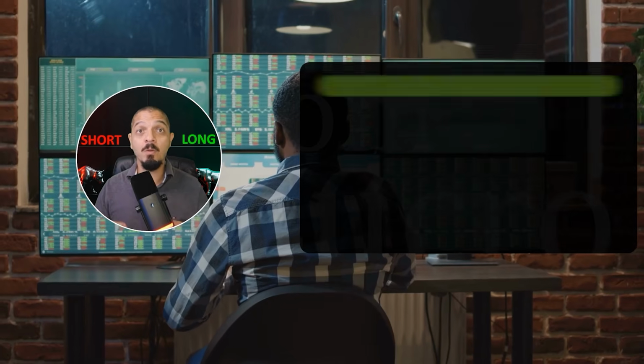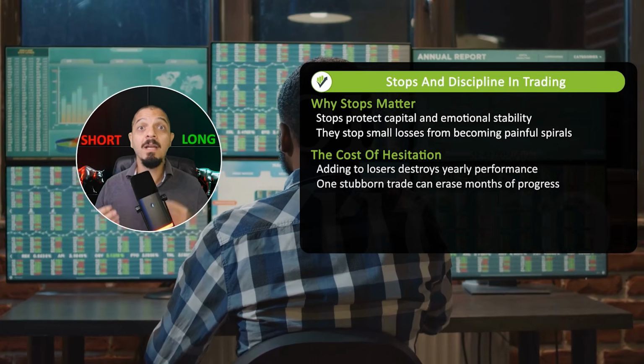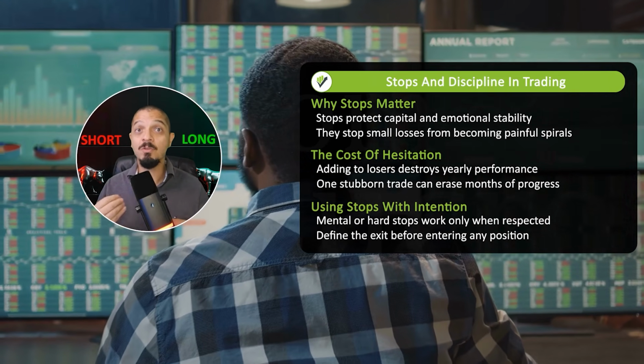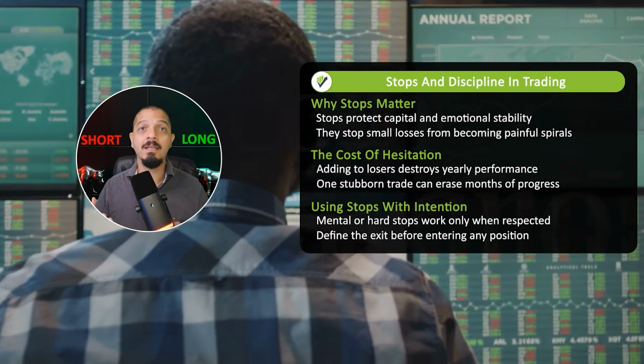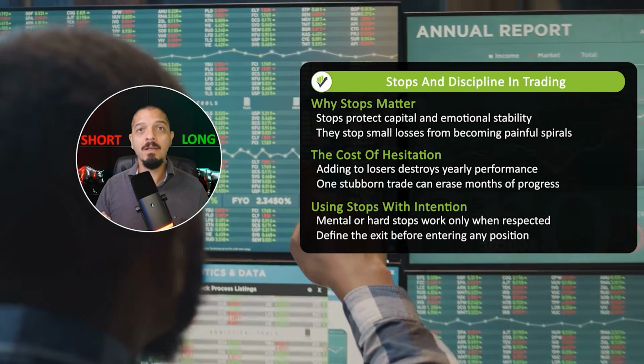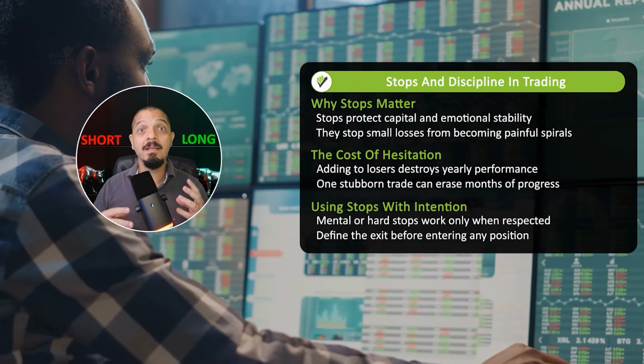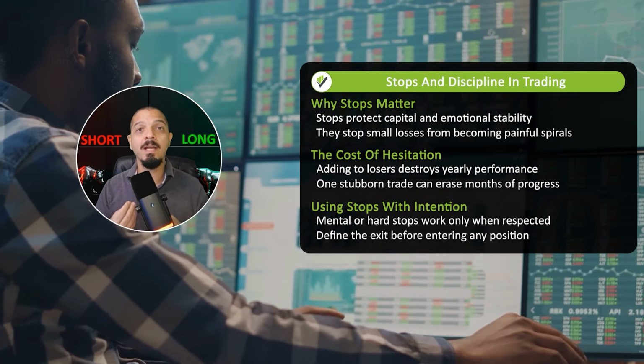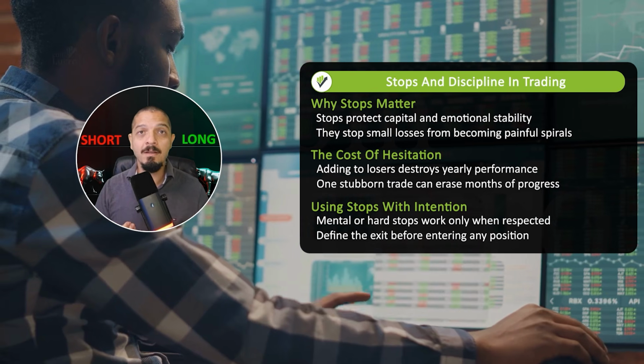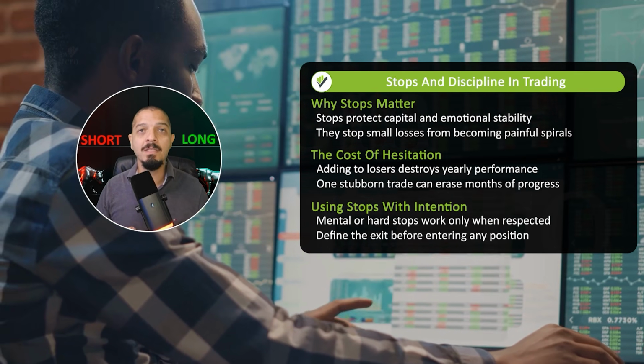Once we understand the classical concept of support and resistance, it's crucial to address the role of stops, not just as a protective measure, but as a cornerstone of emotional control and trading discipline. Phil Goedicke, known for his practical and experience-driven approach, offers a powerful perspective on this.